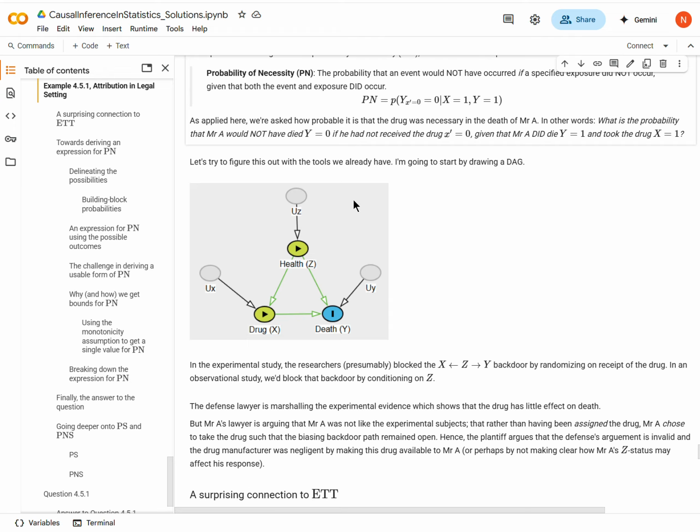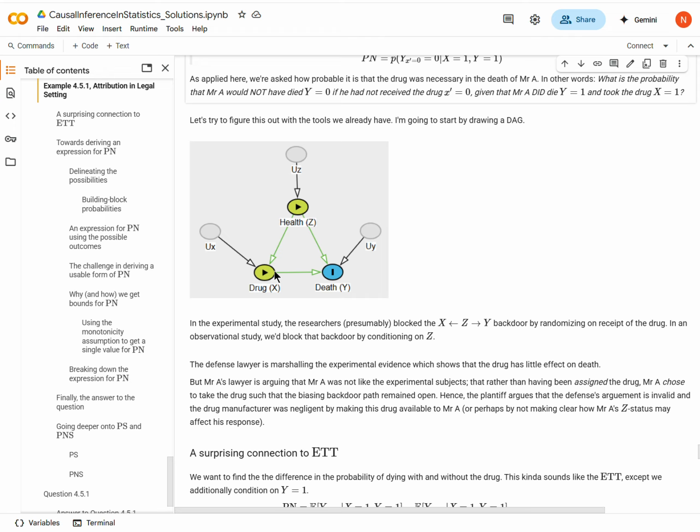So I want to start by generating a DAG just to get my head around all the moving parts here. So we have a drug and it has some effect on death, and then presumably there is also somebody's background health status that is going to have an effect on death and may affect somebody's decision to take a drug.